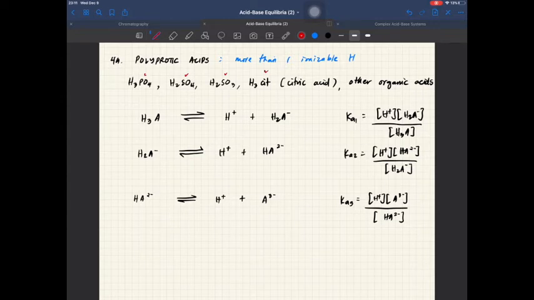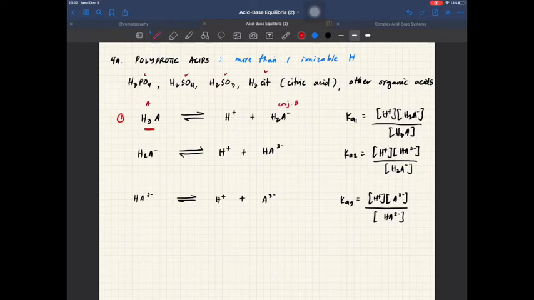Okay, suppose the generic formula for a polyprotic acid is H3A. This is a triprotic acid. Since it has three ionizable hydrogens, and since it's also a weak acid, it has these three equilibrium expressions. The first ionization of this triprotic acid is given in this first equation. So H3A will yield H plus and H2A minus. In this case, this one is our acid and this one is its conjugate base.